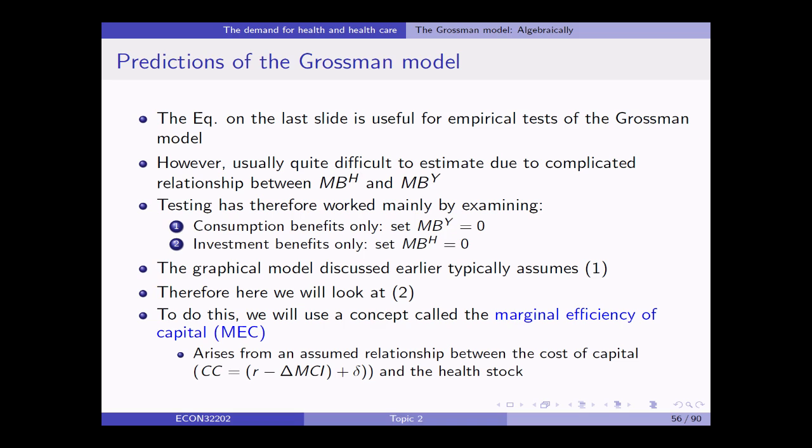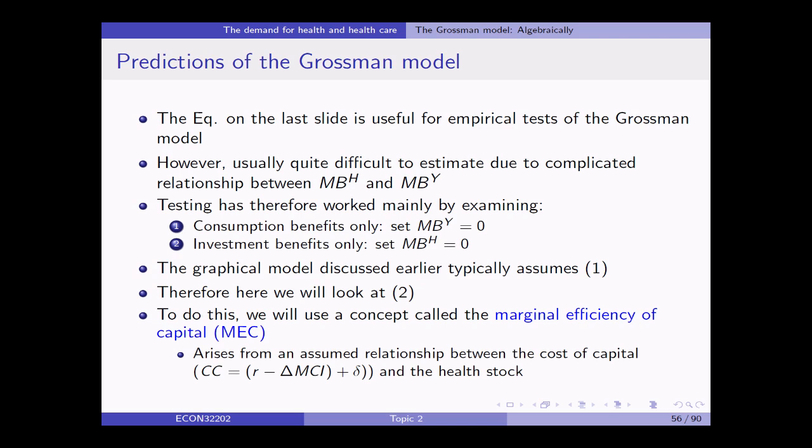Now to do this, we're going to use an economic concept that is mainly used in production theory. So we're going to focus on the production side of health rather than the consumption side of health, and look at this idea of the marginal efficiency of capital. So here it's the marginal efficiency of producing health, the marginal efficiency of investing in health, and we're going to use this relationship that we had before based on the cost of capital. So it's the interest rate minus the marginal cost of investment plus this depreciation term. So this is going to happen naturally, so we need to account for that anyway.